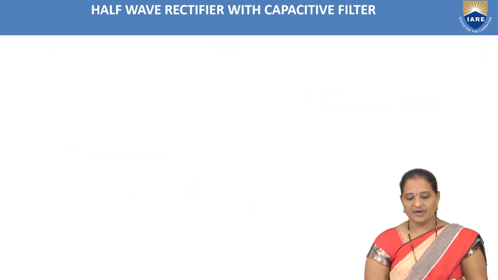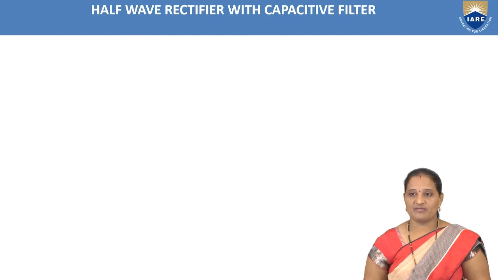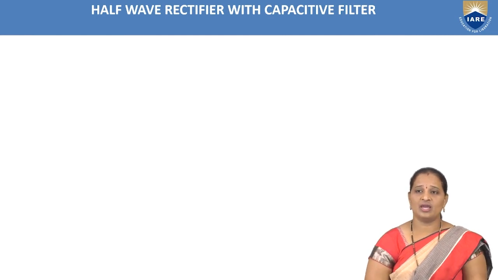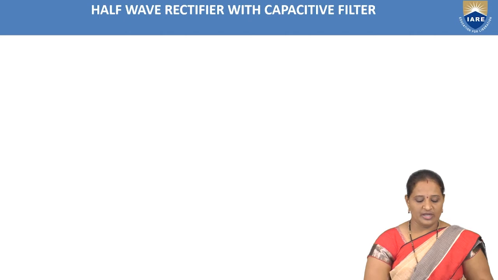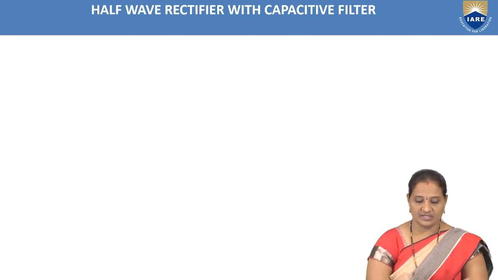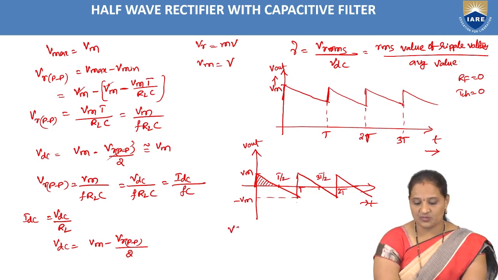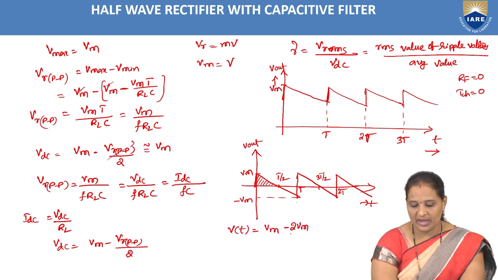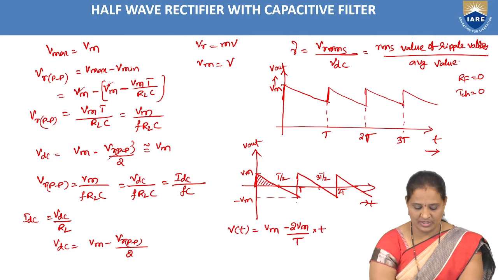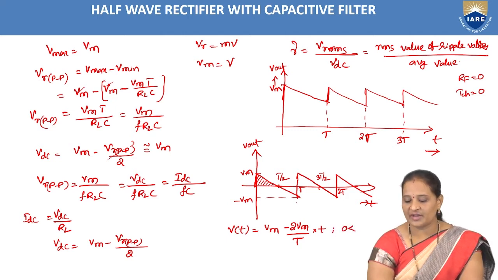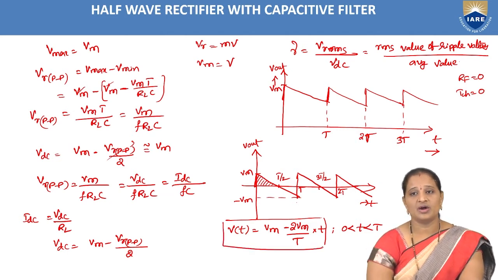So now we are going to find out the RMS value for this waveform. How can we find out the RMS value? We need to write down the mathematical expression for this one. As it is a sawtooth waveform, the mathematical expression V of t can be written as Vm minus 2Vm by T into t. This equation is valid for the period 0 less than t less than T. So this is the mathematical expression representing a sawtooth waveform, which is representing our ripple voltage.